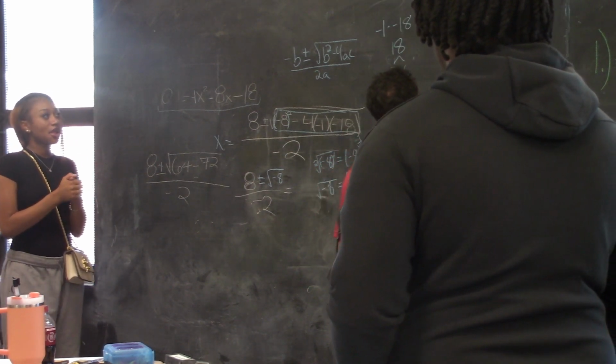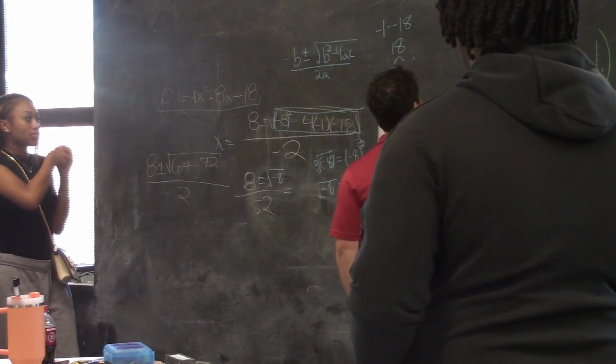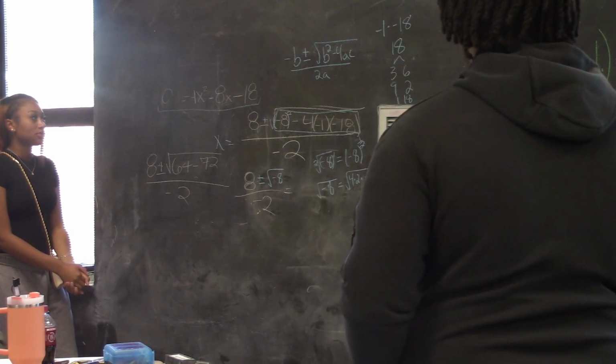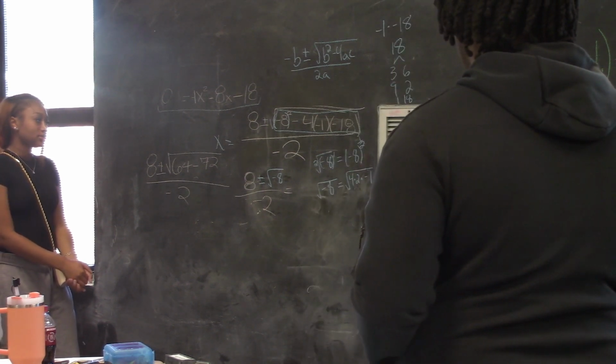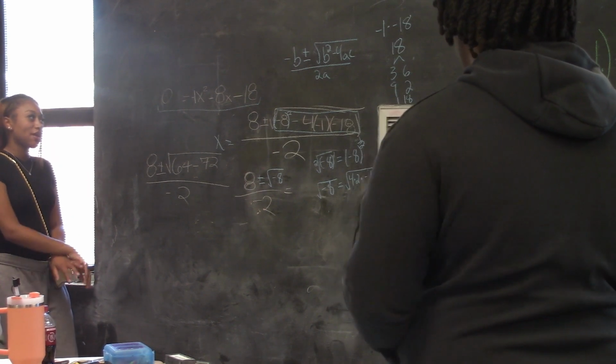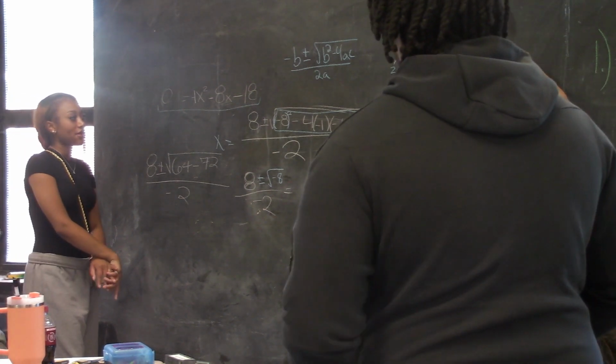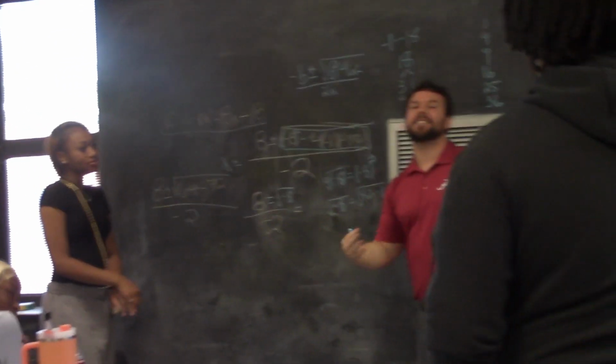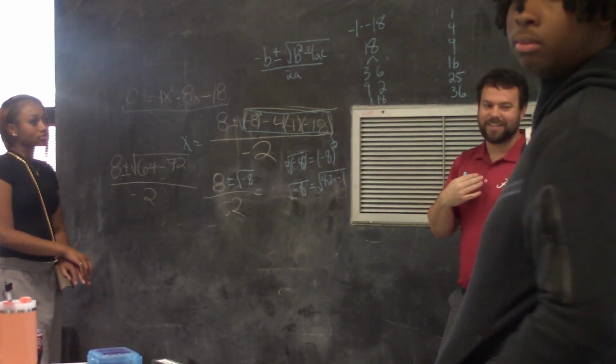1, 4, 9, 16. Where am I getting these numbers from? What is this? 1 squared. This is 2 squared, etc. Because those are the things I can take the square root of, right?